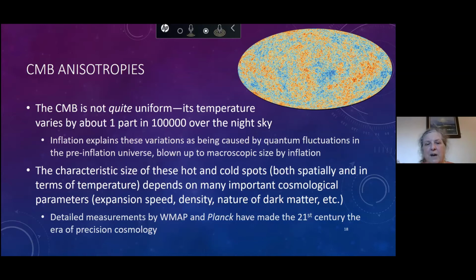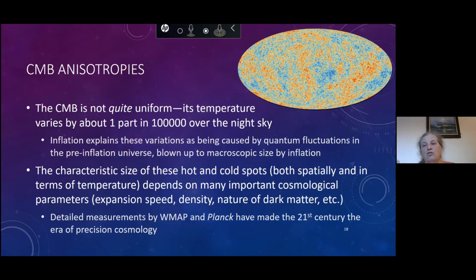Moving back to the cosmic microwave background, as I said before, its temperature is not quite uniform. It varies by about 1 part in 100,000 over the night sky. And inflation, I told you inflation and quantum mechanics put together had an explanation for these variations. And you may have heard of the uncertainty principle, which is the statement that you cannot measure anything with absolutely precise accuracy. So quantum systems always have a certain amount of jitter. They have an intrinsic variability, and inflation explains the variations in the temperature of the cosmic microwave background as being caused by these quantum fluctuations, which get blown up from being quantum size to being macroscopic scale by the enormous expansion that takes place during inflation.